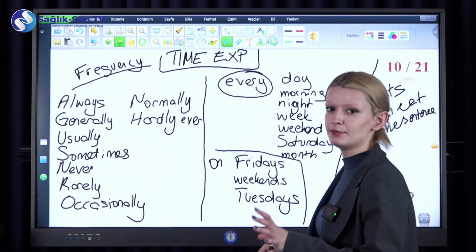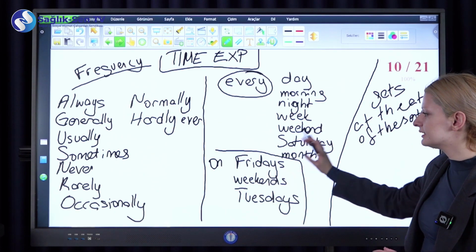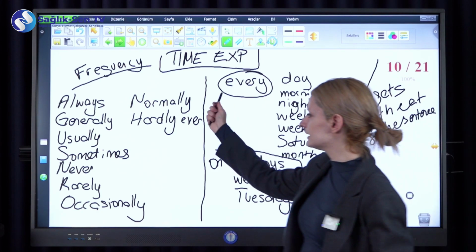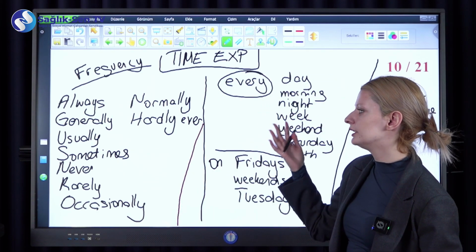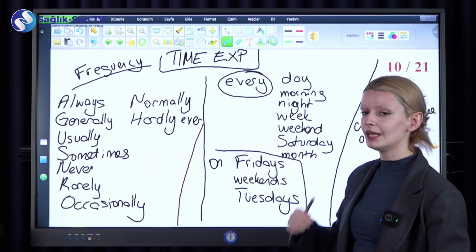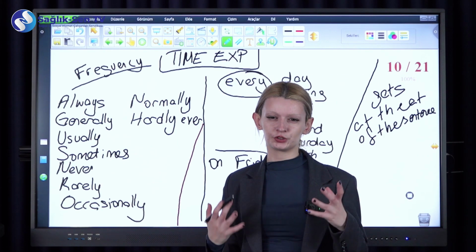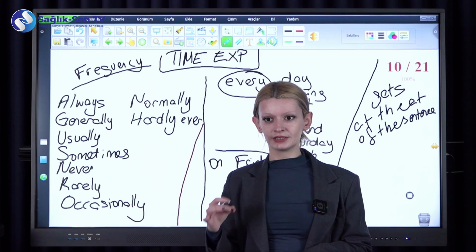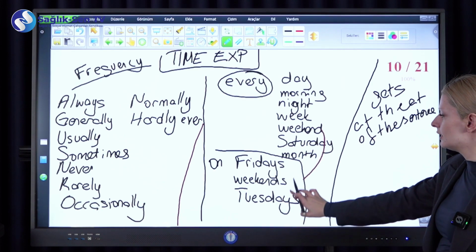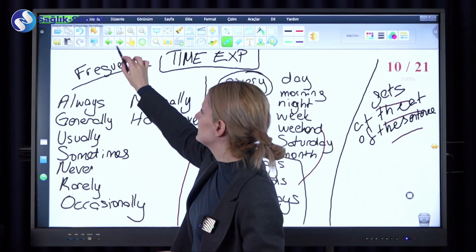We have talked about time expressions, the ones that express frequency and the ones that we put at the end of the sentence. The frequency ones: always, generally, usually, sometimes, never, rarely, occasionally, normally, and hardly ever. If it's a positive sentence structurally, we put them after the subject. And these ones almost mean the same thing, and we put them at the end of the sentence.